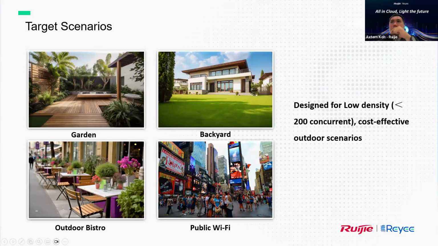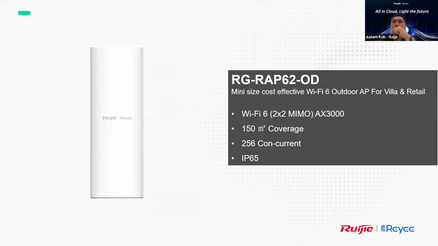Okay, this is totally designed for low density, like about 200 concurrent users, with some outdoor scenarios. Okay, giving the best price to your customer as well. And this model comes with Wi-Fi 6, and they do have 2x2 MIMO antennas, with AX3000 throughput. The coverage area is approximately 150 square meters, and they also support 256 concurrent users connected. Okay, and they come with an IP65 rating.